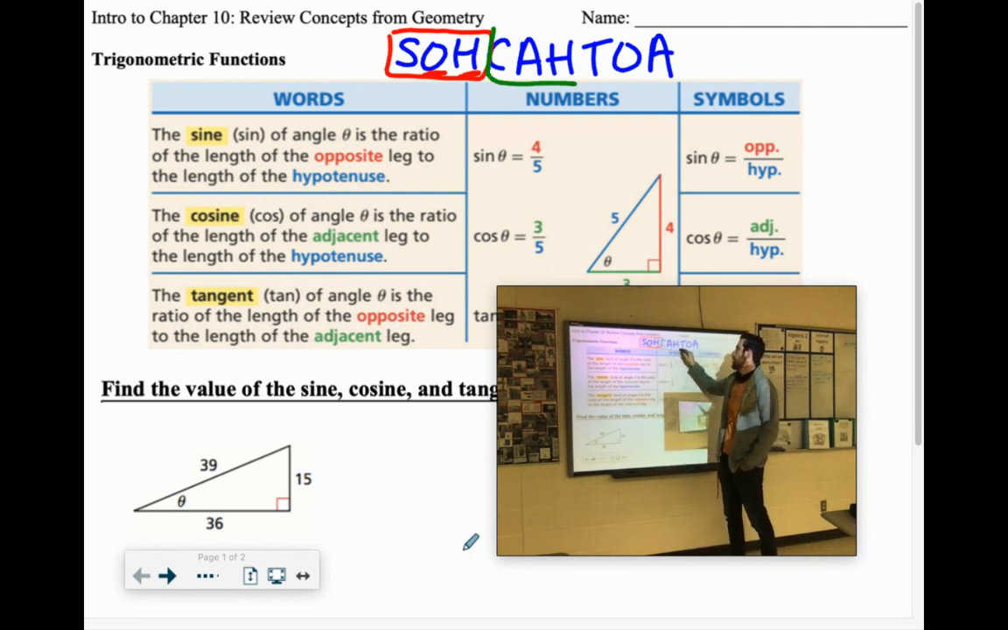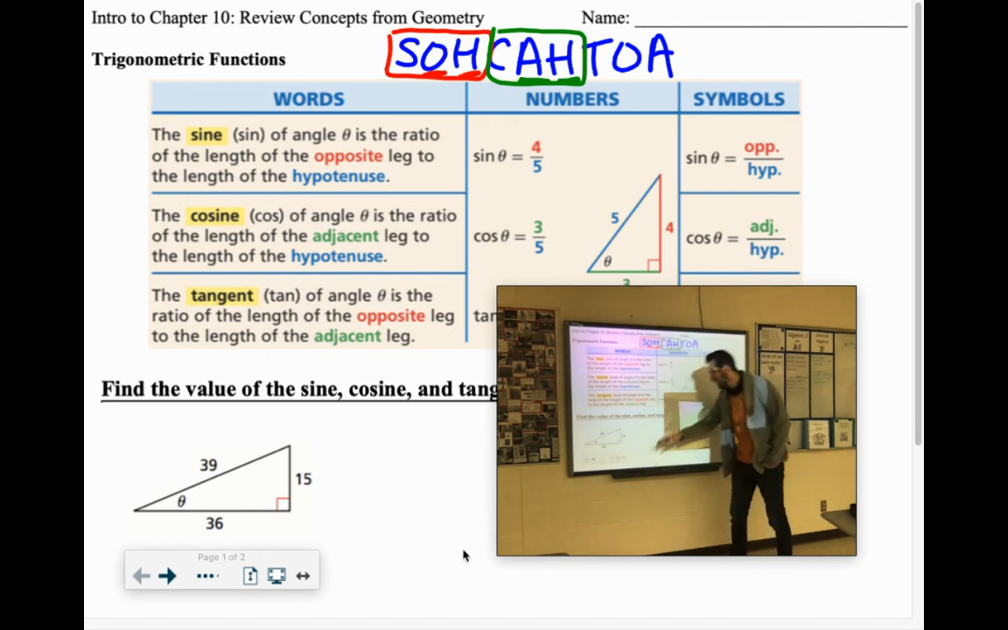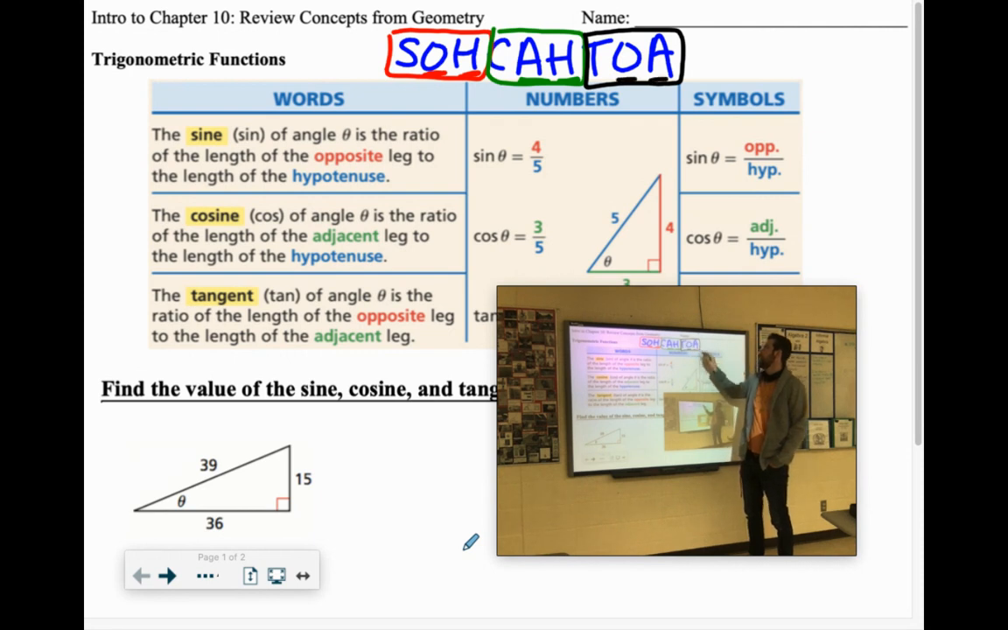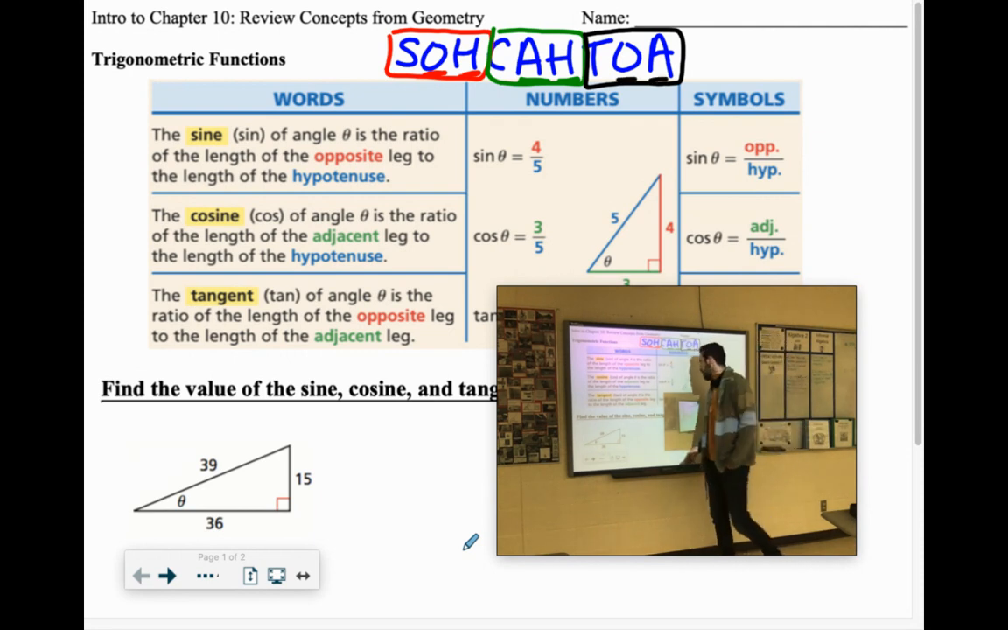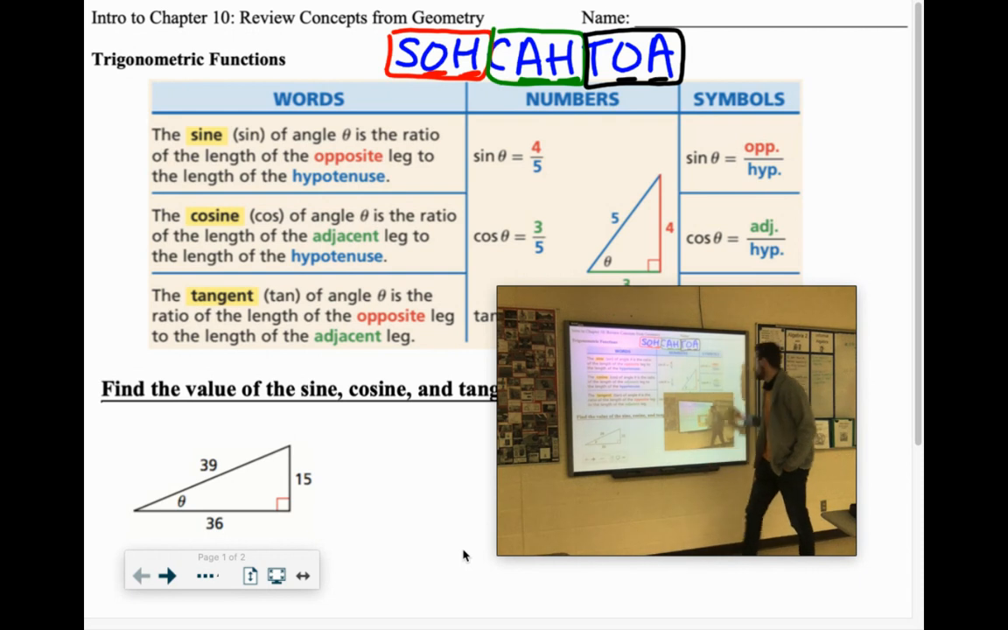The middle chunk is the cosine. So the cosine, you're going to do the adjacent side over the hypotenuse. And then the tangent is going to be the opposite side over the adjacent side. And we'll talk about all those things here in a moment.